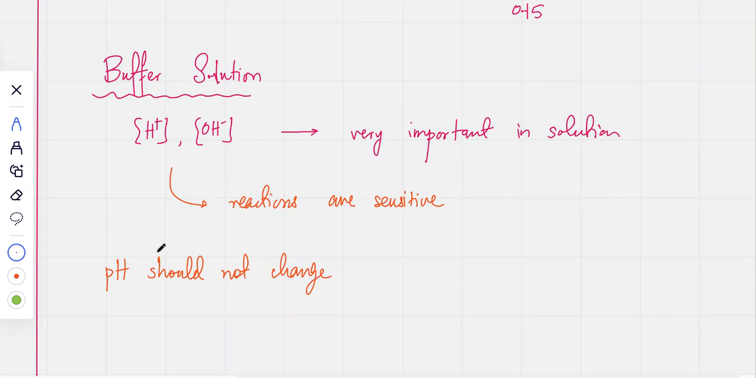If it's your blood, the pH should not change. If it's the inside of the cells, and there's a solution there, the pH should not vary a lot. Is the point clear that the pH should not change? Is this clear? Yes. No. Okay, so what a buffer solution does is that it resists a change in pH.